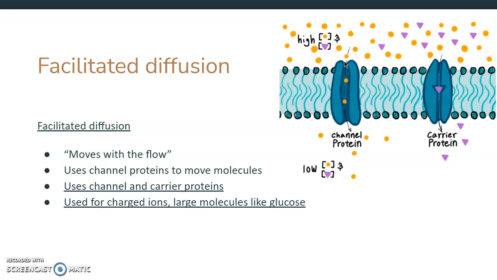So we can see we have more circles over here. We even have a high amount of circles and triangles, and a low amount of circles and triangles. So they're both going to be coming this way into the cell through our cell membrane. And this all happens without energy. No energy is used because it is a type of passive transport.